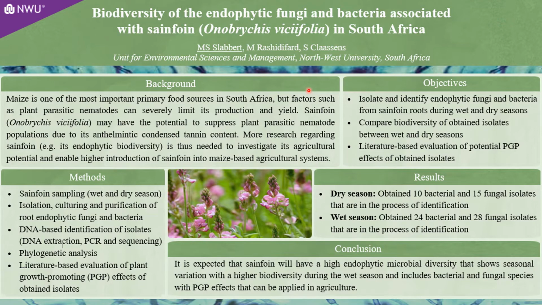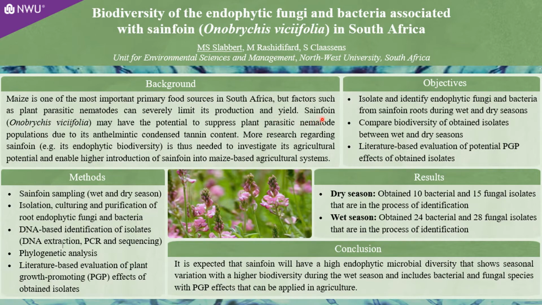Now, maize is one of the most important primary food sources in South Africa, and thus the increased production thereof is vital to ensure food security. However, factors such as plant parasitic nematodes, for example Meloidogyne and Pratylenchus, can severely limit the production and yield of maize, thereby decreasing food security.